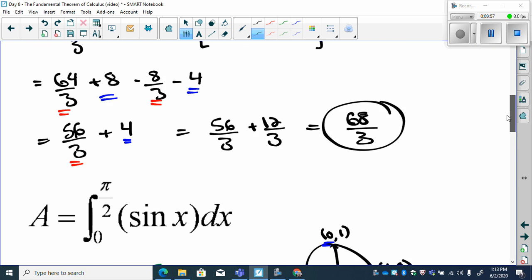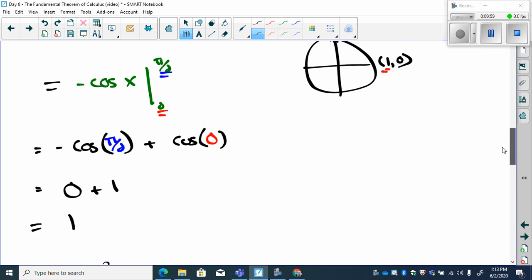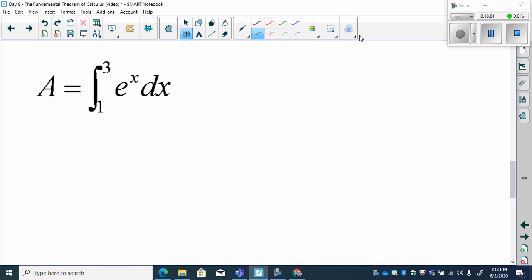And that's what the math proves right here. Next one. All right, the antiderivative of e to the x is e to the x, and I'm going from 1 to 3. So this is going to equal e to the third minus e to the first. So I filled a 3 in first, then I filled a 1 in second, and now I'm subtracting.